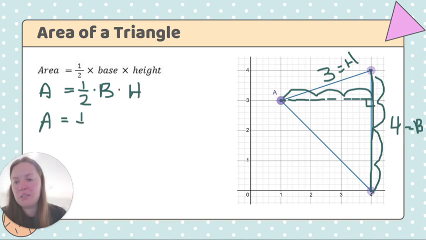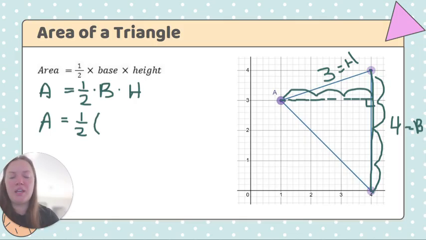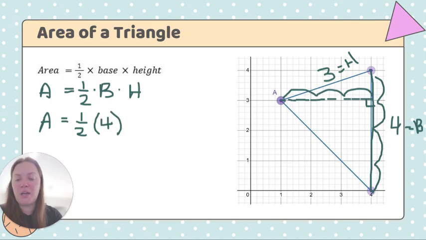I'm going to replace my base value, and I'm going to swap them to parentheses. Parentheses just make it so that we know that the values are separate from each other and it stays really clean. So I'm going to write 1/2 base times the height. Whoops, height is 3, not h. We're replacing. There we go, 3. Okay, so this is saying 1/2 times 4 times 3.